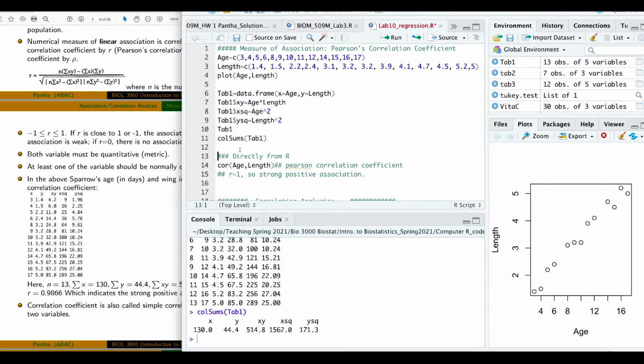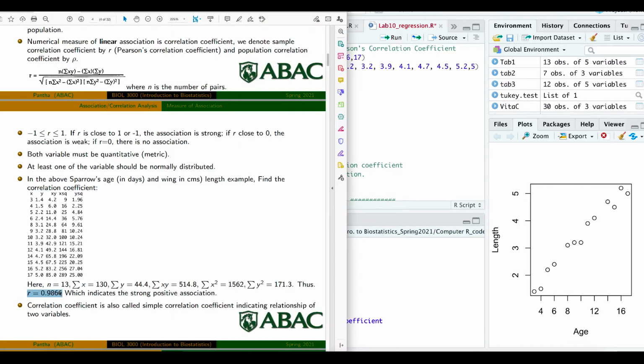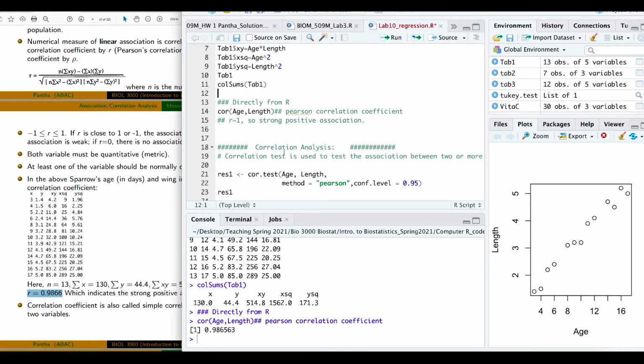Now, if you want to do it directly by R, be careful that you need to enter the x and y, age and length, and then you do cor, and then age comma length. That will give Pearson's correlation coefficient. Okay, that's just a one-line code after you enter the data. Correlation age comma length. If you do that, you get 0.9866. R equals 0.9866. So R is almost 1, so a strong positive association.